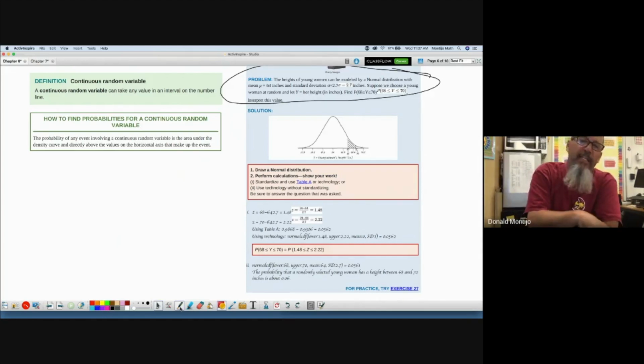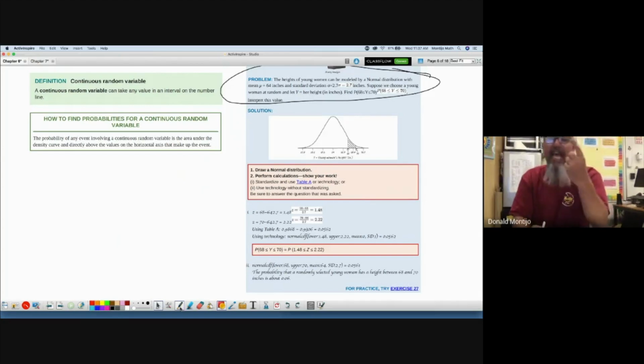This is not a discrete random variable. There's not a countable number of outcomes for the height of women in the United States. There's an infinite number. Therefore, this is a continuous random variable, which we would model using the density curve. So this curve has already been drawn for us with our mean, or our expected height, of 64 inches. So on average, we expect the women in the United States to be 64 inches tall.